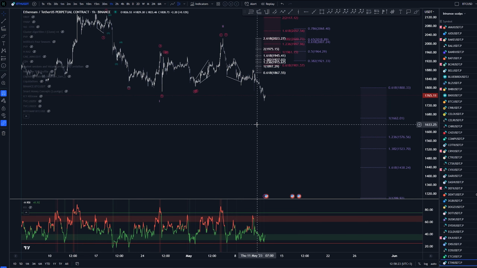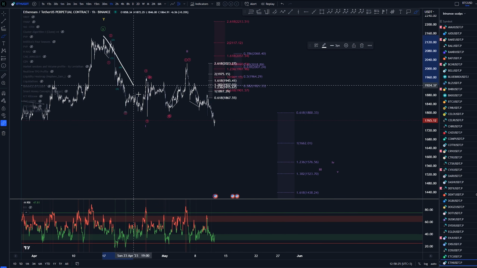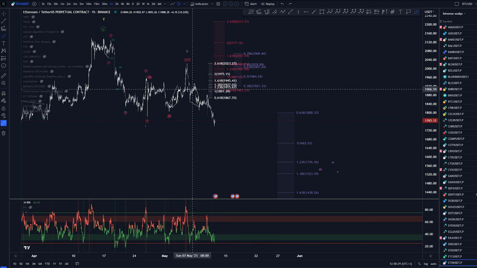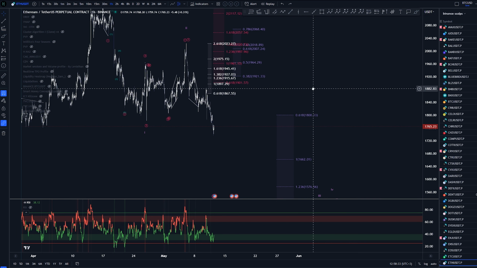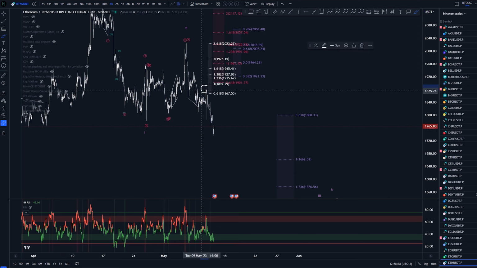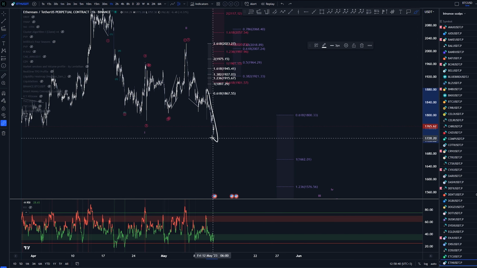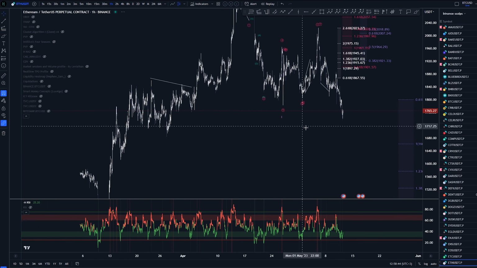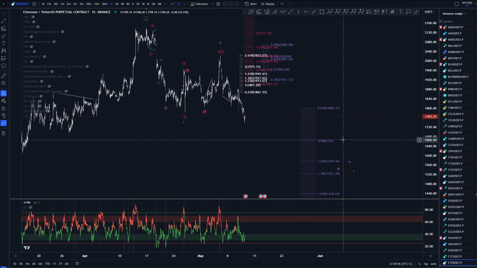Now on ETH, I've labeled this still the same as in 1-2. Some of the other altcoins are showing slightly different structures, but for now I am still going with this one. ETH had, again, a good opportunity to go short, and now we've come down quite fast. At the moment, we have yet to hit any of the real targets.